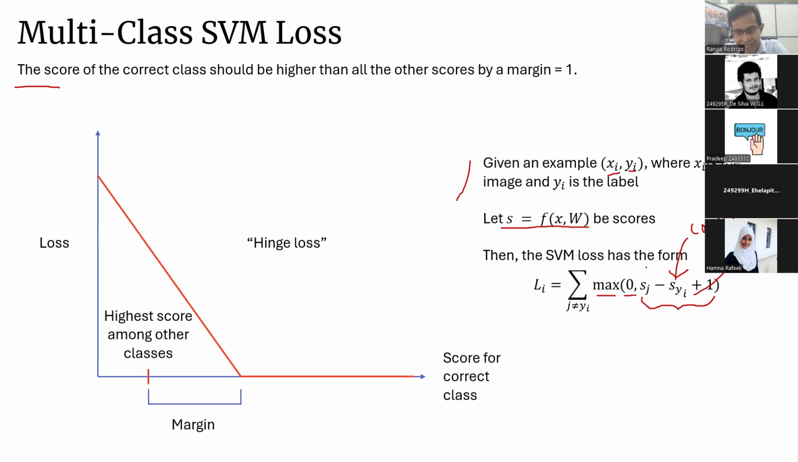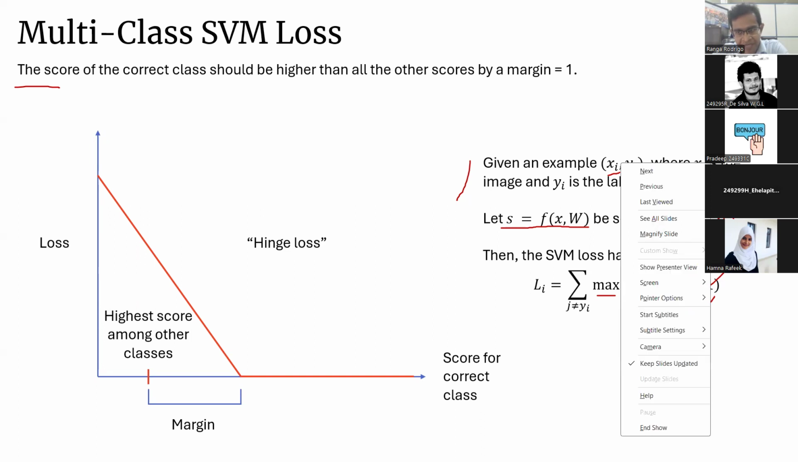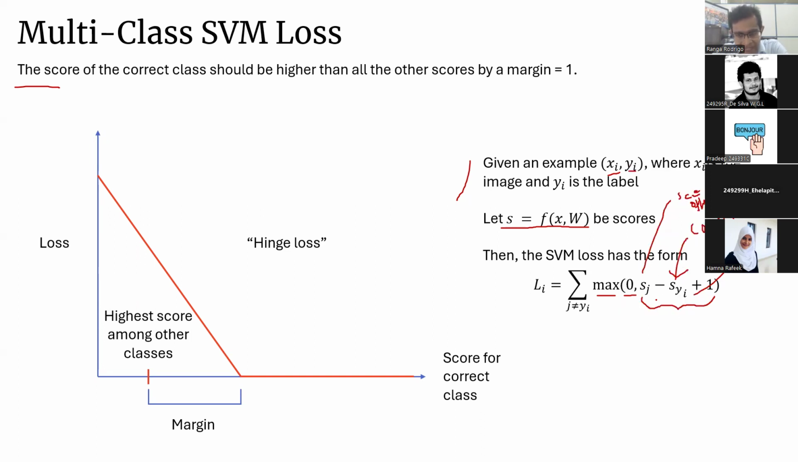Score of the correct class. This is the score of other classes. Now you can see we are subtracting the score of the correct class from the score of other classes, for j not equal to the correct class. Only for the other classes, not for the correct class, we are subtracting.